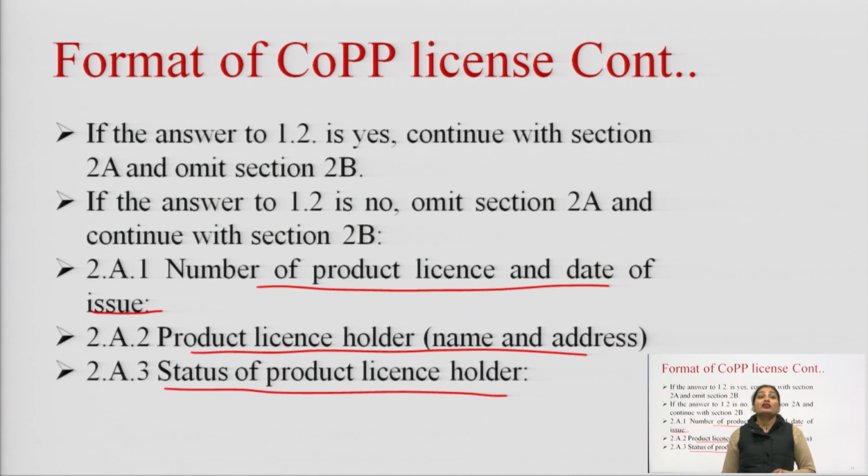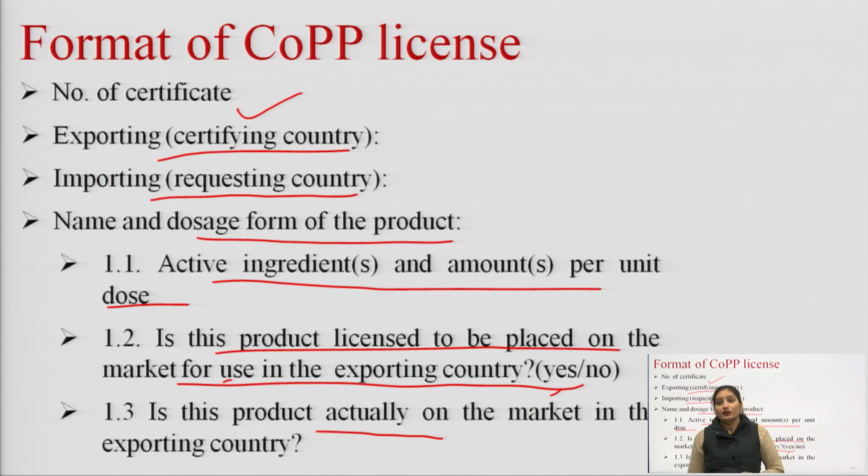So, what are we discussing? We are discussing the format of the COPP license. Okay. What will be the format? What are the requirements of the COPP license? What are the features mentioned on the COPP license? So, first is the number of certificate. Second is the exporting country, meaning the certifying country that gets the certification. The country which is getting the certification is the exporting or certifying country, and the country which is requesting the certificate is the requesting country or importing country.